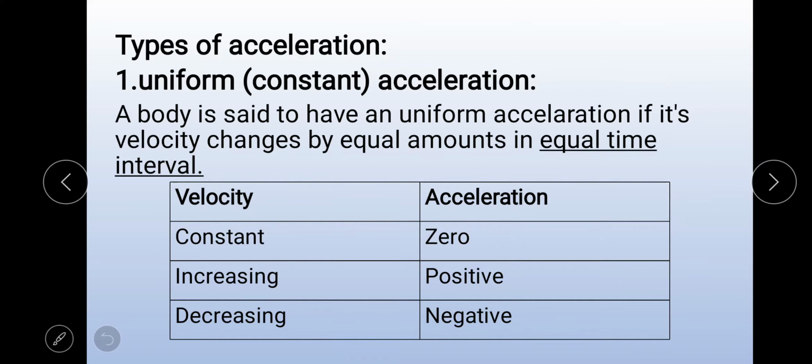Suppose the velocity of the body is constant.